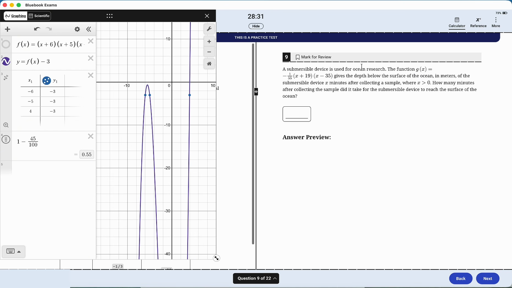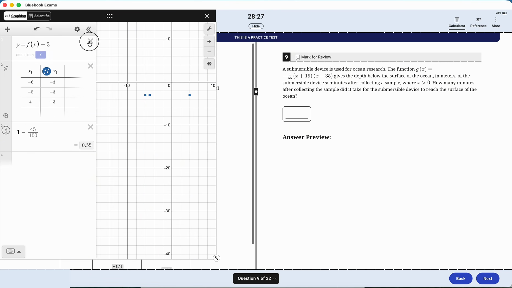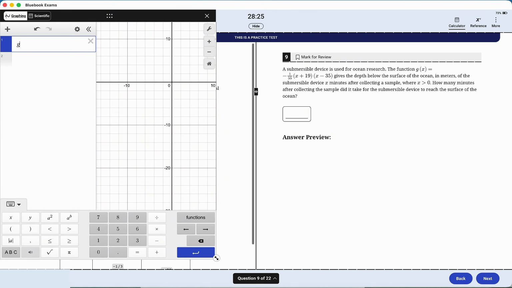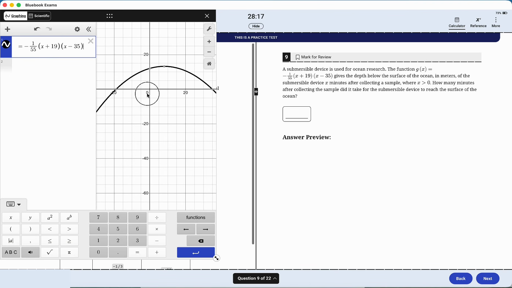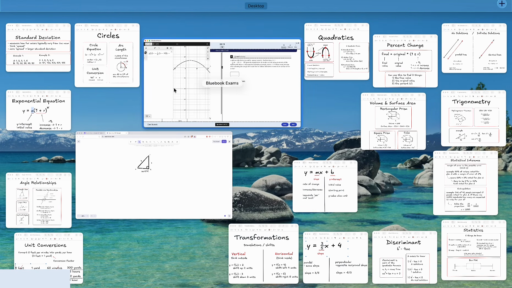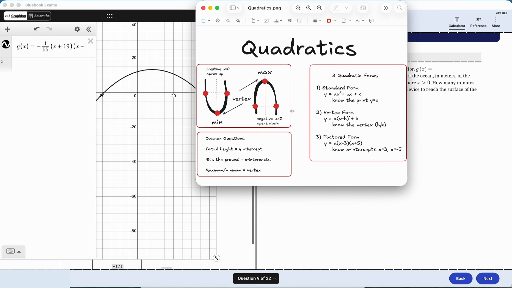Next one, a submersible device is used for ocean research. The function g of x is this equation, so you can type that in just so you can see what this function looks like. But this is a quadratic. So here we go, x plus 19, x minus 35. Here's my quadratic. So what do you need to know about quadratics?